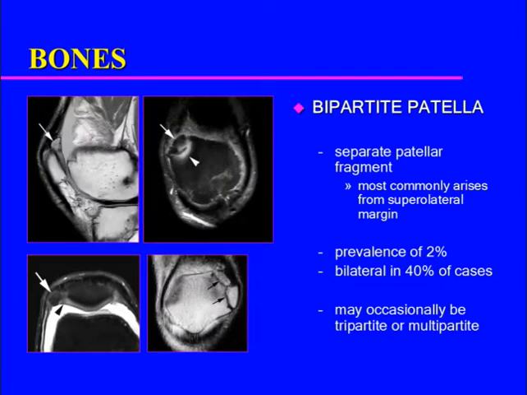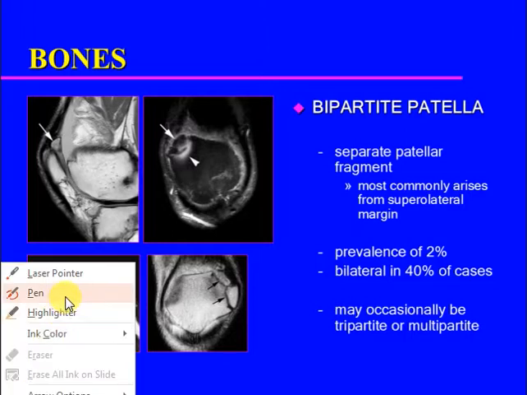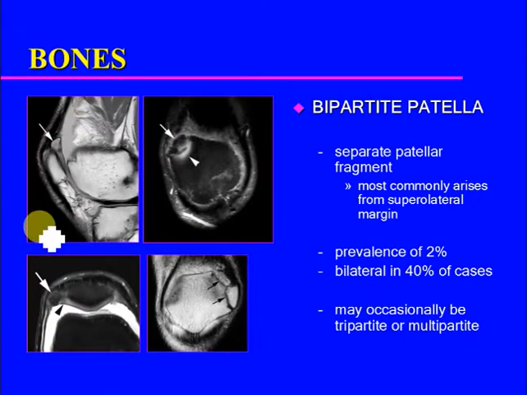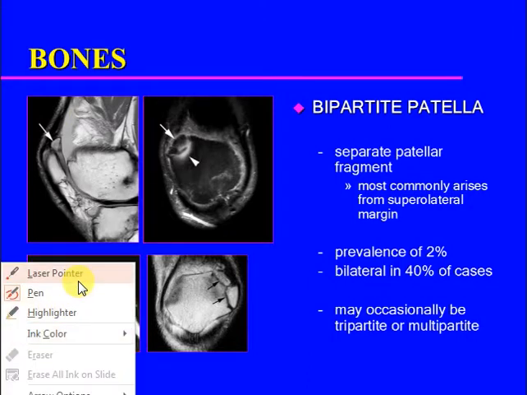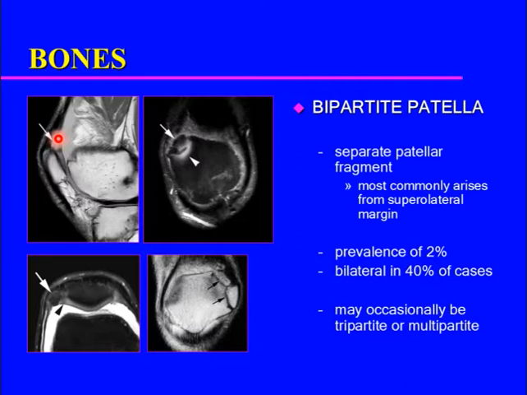For example, regarding the bones, the most famous anatomical variant is the bipartite patella, which is a separate patellar fragment, usually at the superolateral aspect of the patella. It's seen in about 2% and is bilateral in 40% of cases. It may occasionally be tripartite, sometimes a multipartite patella, and you can see here this small bony fragment, with adjacent small bone marrow edema indicating some sort of mild contusion, but it's definitely not a fracture.